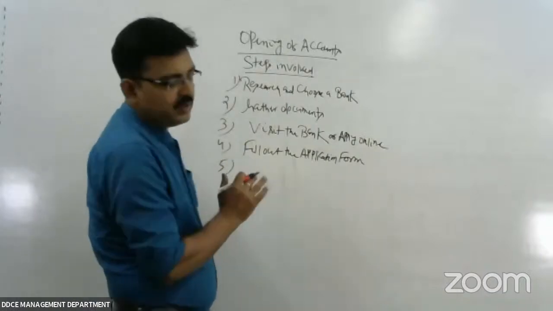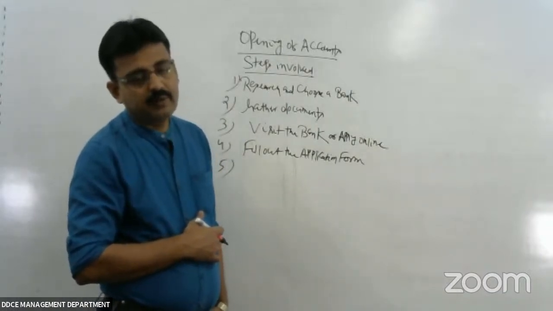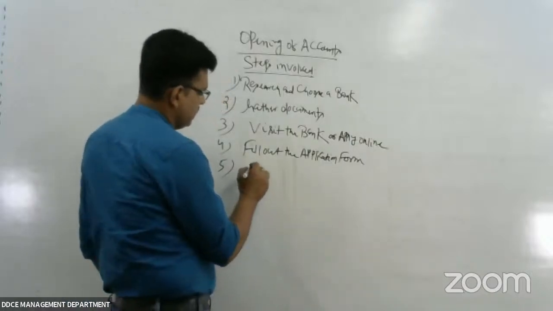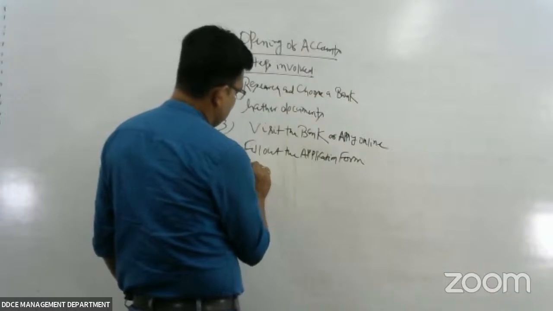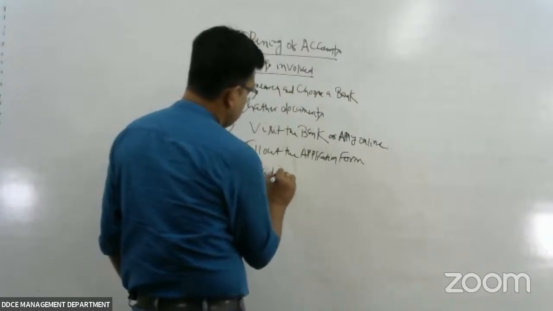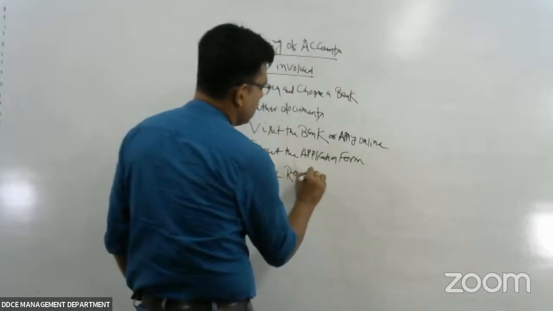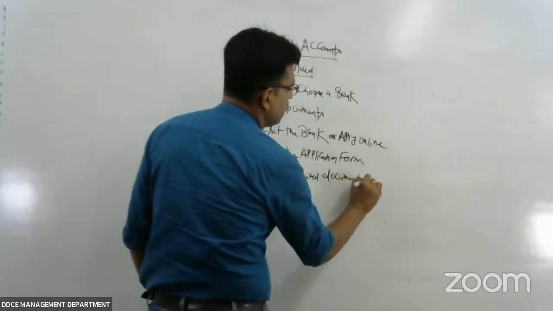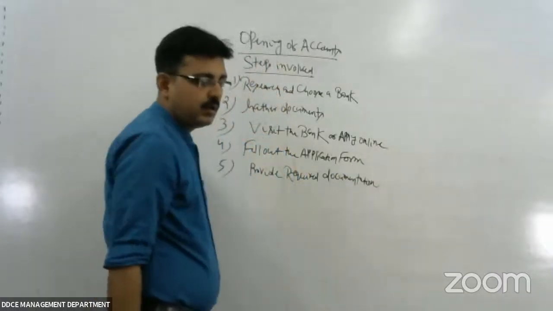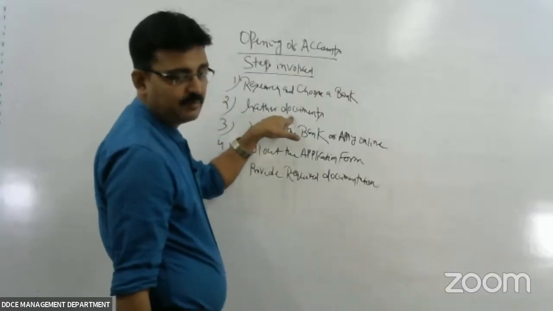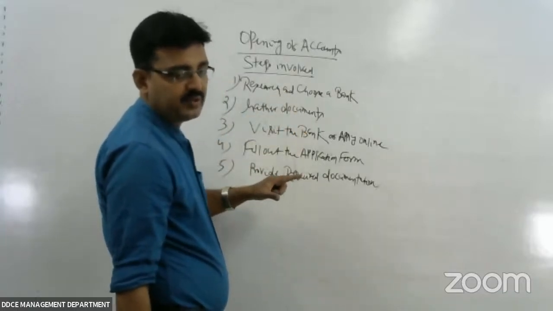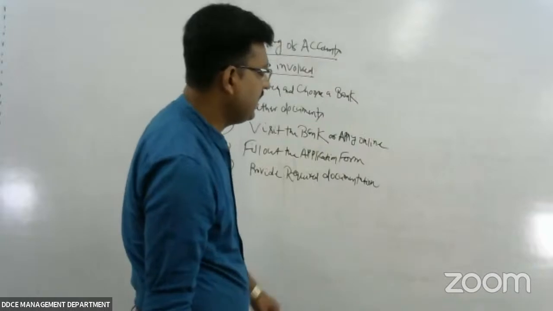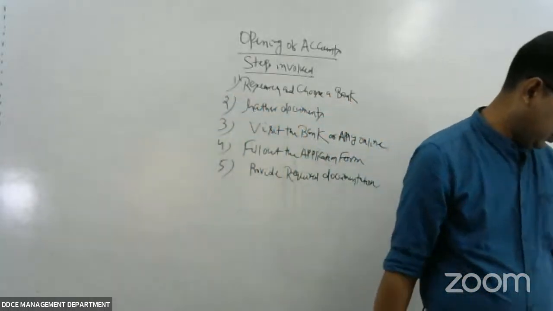Then, along with the filling of the application form, you need to provide the required documents. So the next step is provide required documentation. Whatever documents you have gathered in the second step, out of those, whichever document is required to be given along with the application form, you need to provide all the required documentation.